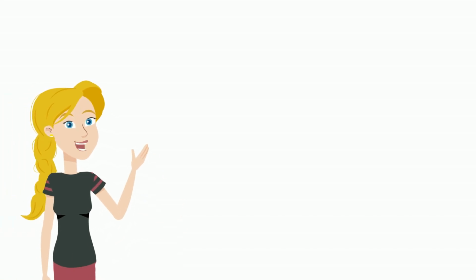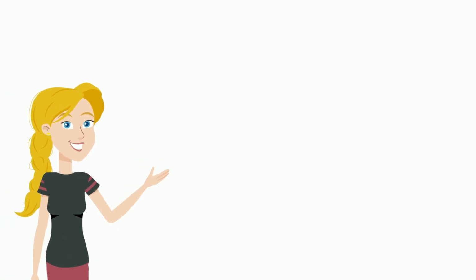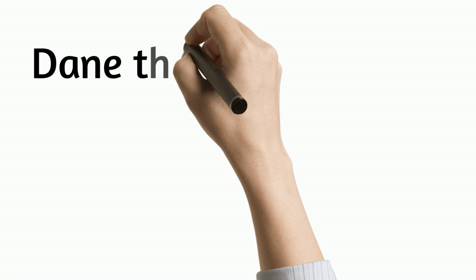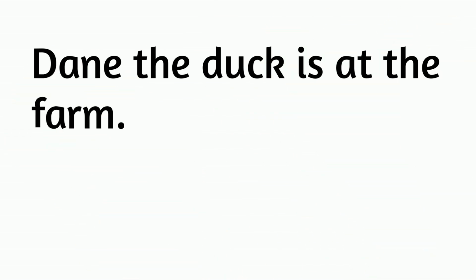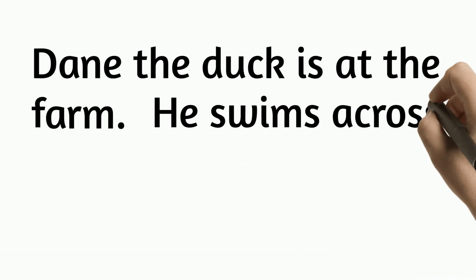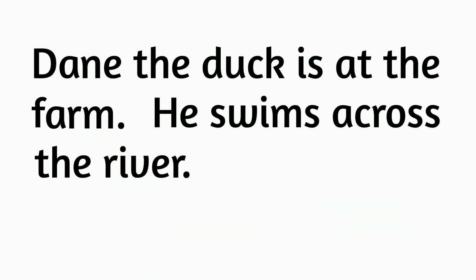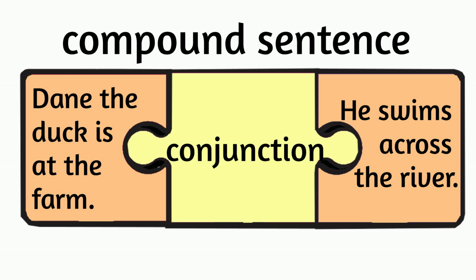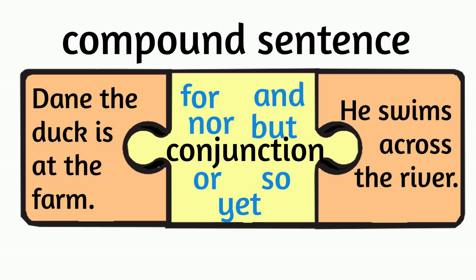When I am writing, I can write my clauses as separate simple sentences, and it is still correct. Watch. Dane the duck is at the farm, full stop. He swims across the river, full stop. Here I have written my two clauses as two separate simple sentences. But I want to combine my two clauses to make one new compound sentence. So I need a conjunction to join my two clauses together, and I'm going to choose the word and to join my clauses.